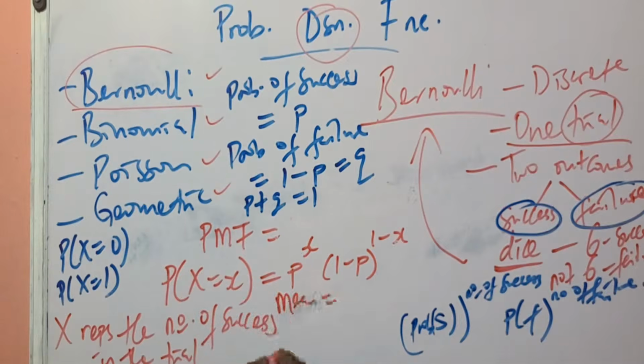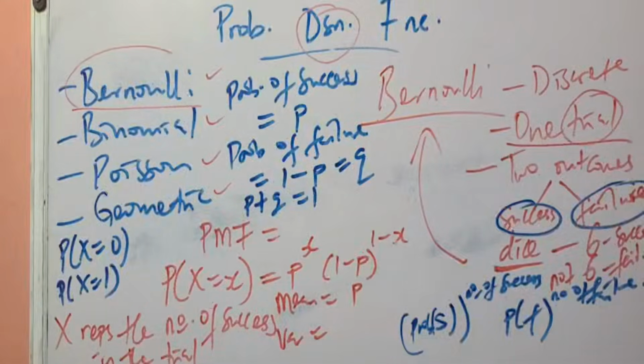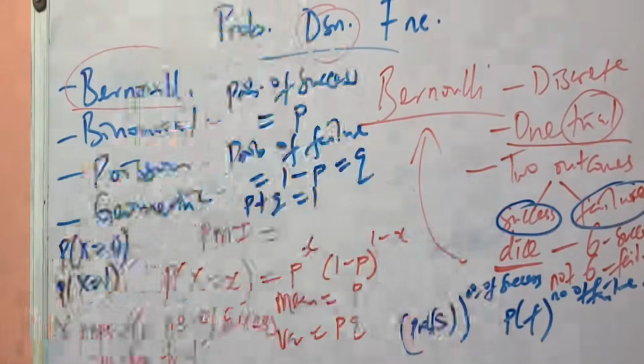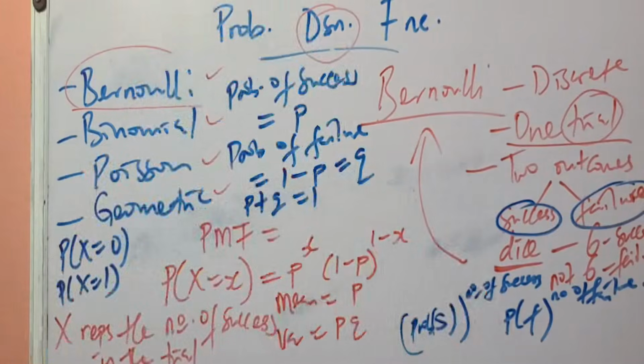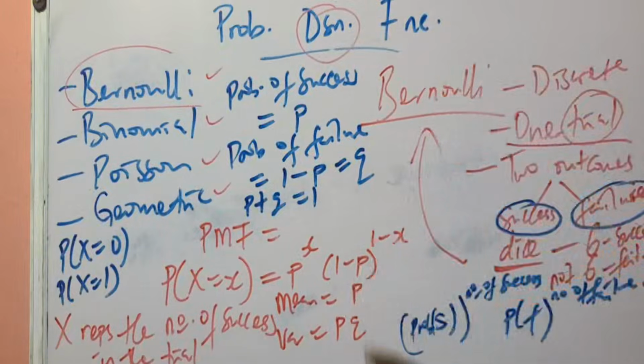So the mean of a Bernoulli distribution is the probability of success, P. Note that. And the variance of the Bernoulli distribution is the probability of success times the probability of failure. Very simple, right? This is so simple for you to remember. The mean of a Bernoulli is P, the variance is P times Q.